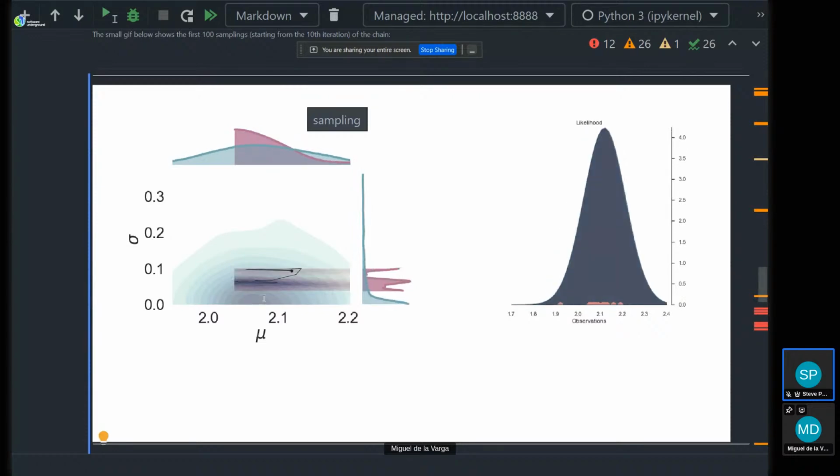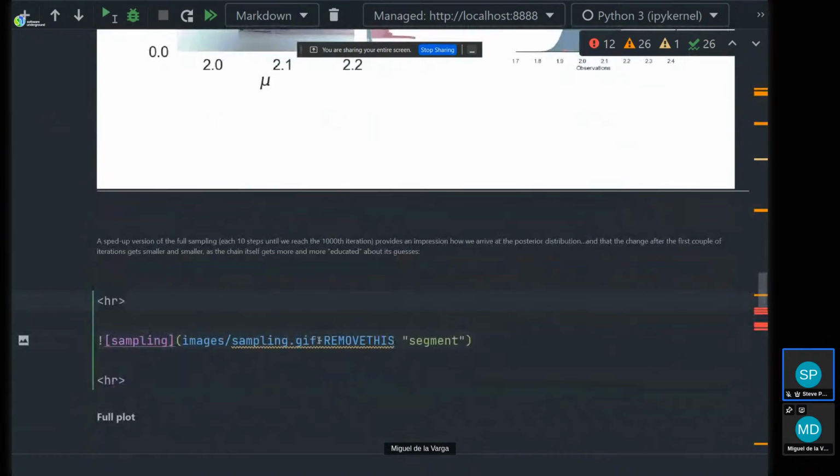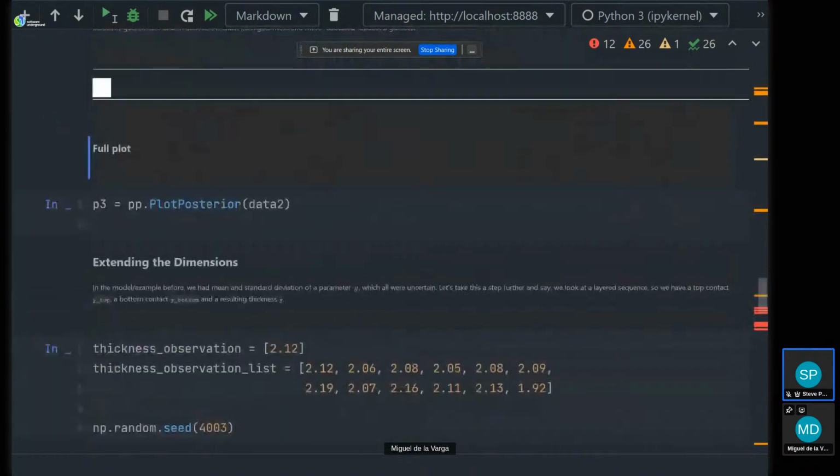What time is it? 5 to 5. I have still another GIF, which I don't remember.